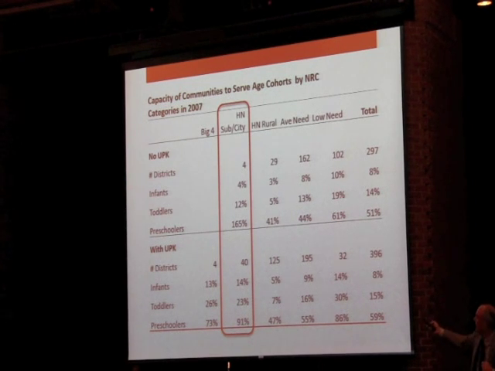In a community, these are small cities across the state of New York, that has no UPK program, you don't have to take this. Some school districts don't take it. If you don't take UPK, about 4% of infants are served, 12% of toddlers, and a huge percent of preschoolers. There's an inefficiency here. Where there are communities with UPK, 14% of infants are served.